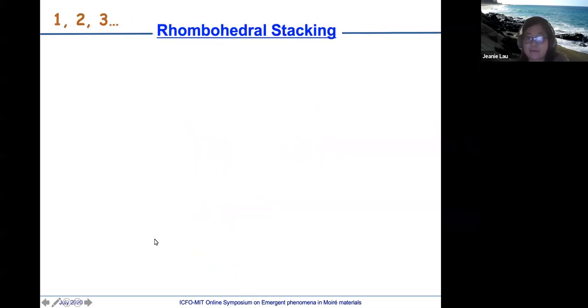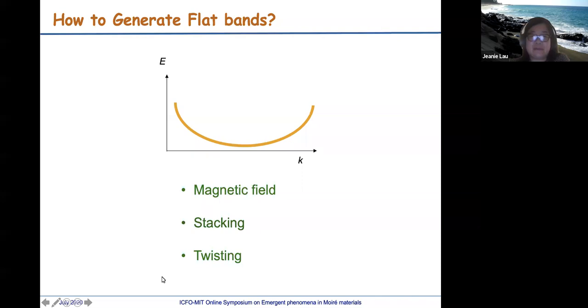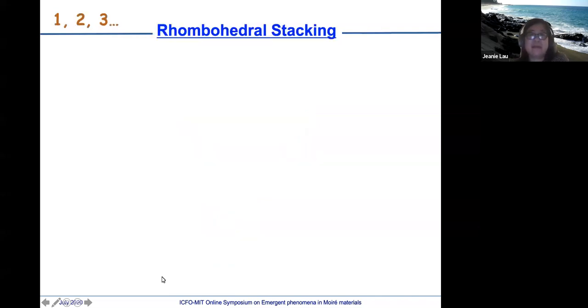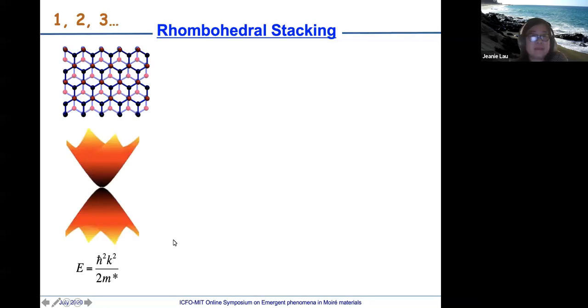Let me tell you a little bit about the stacking. In this case, we are working on graphene, and in particular we're focusing on rhombohedral stacking. We know monolayer graphene has a linear dispersion, and for bilayer graphene the dispersion is quadratic.